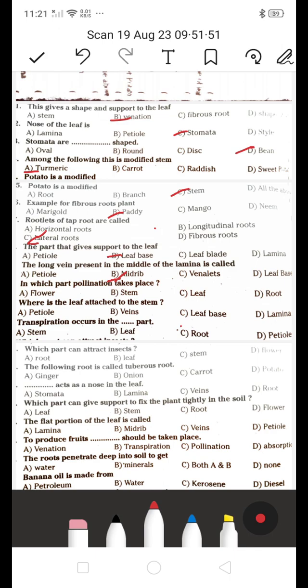In which part does pollination take place? Everybody knows pollination takes place in a flower because it is an attracting part in a plant, right? Answer is flower.